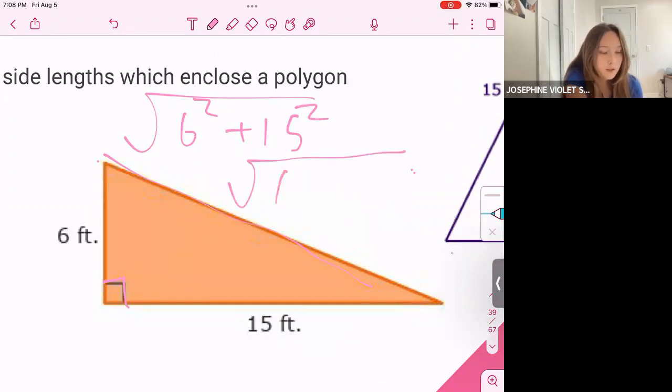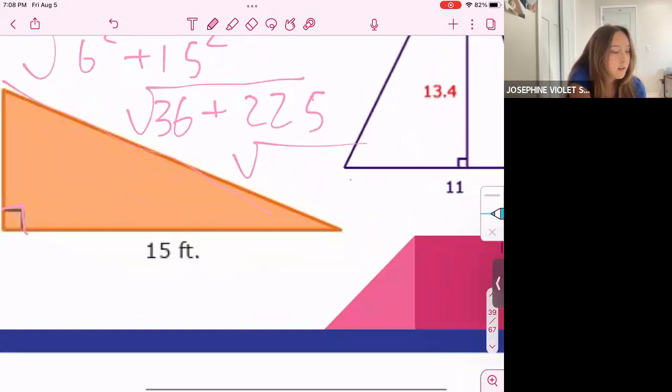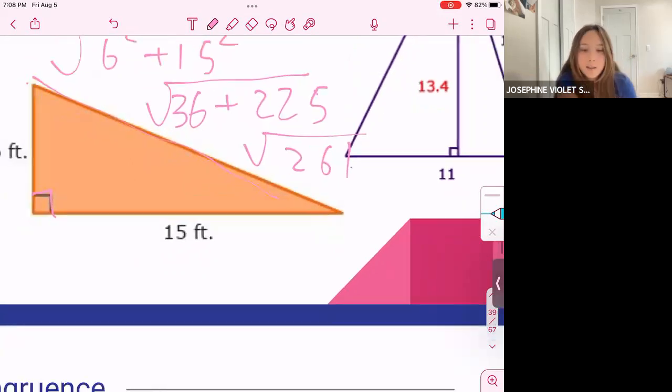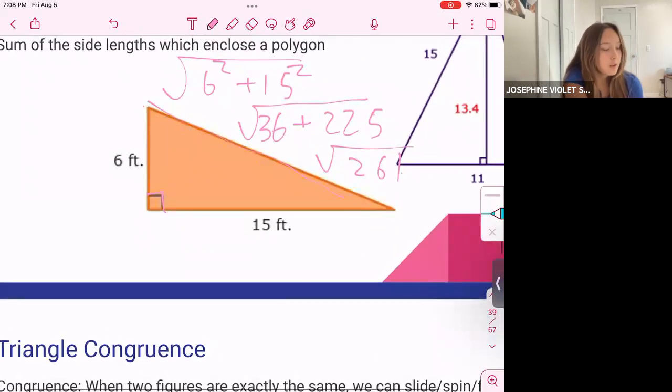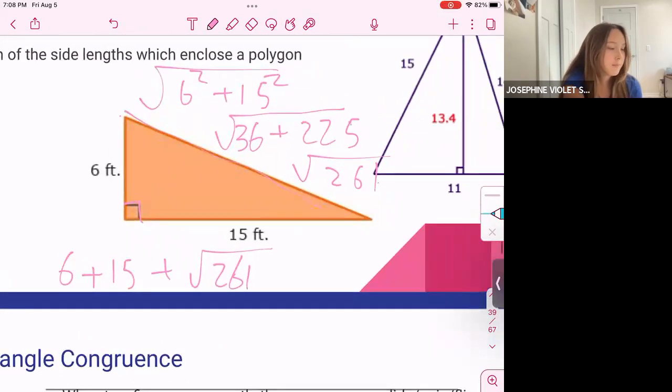I'm not going to do an exact calculation because I don't have a calculator on hand. Root 261, if anyone can calculate that. I think it's around 16. So the perimeter of this triangle here would be 6 plus 15 plus square root 261, which is not exactly a nice number, but that's what it is.